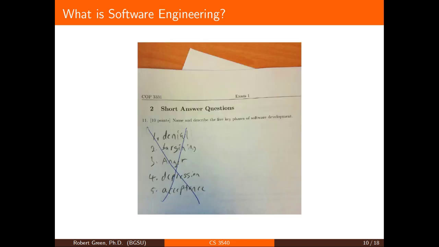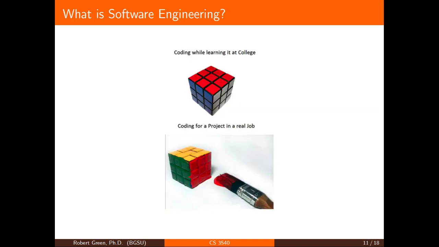Here's another answer, right? Name and describe the 5 key phases of software development. I love this. Denial, bargaining, anger, depression, and acceptance, right? Which are the 5 stages of grief. You will find, if you have not worked on a software project, that this process is very, very much like this.